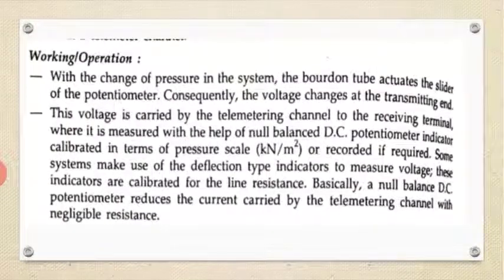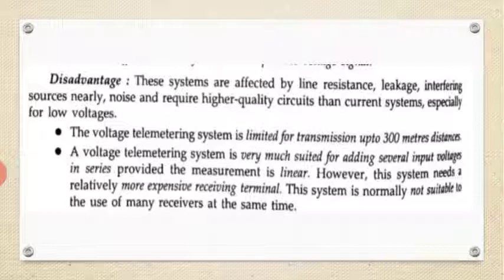That was the construction and working. Now let us see the disadvantages. These systems are affected by line resistance, leakage, interfering sources and nearby noise, and require a higher quality circuit than current systems, especially for low voltage. If the low voltage is affected by resistance, leakage, interfering sources or noise, there is a possibility of a wrong reading, so you will get some error.